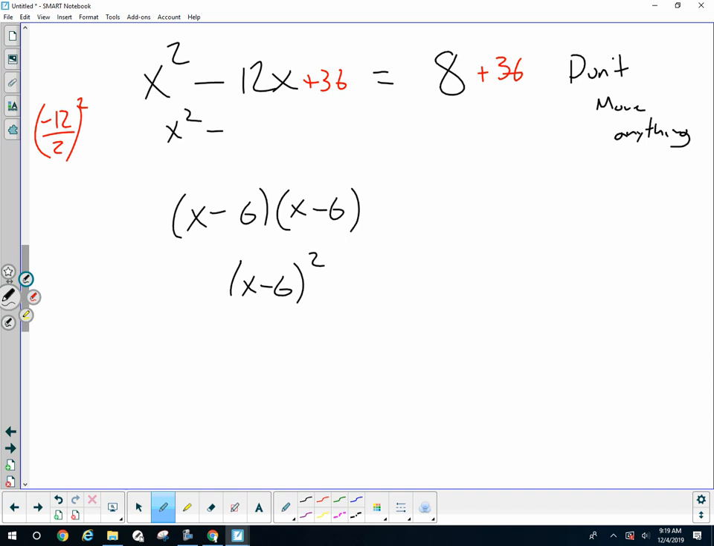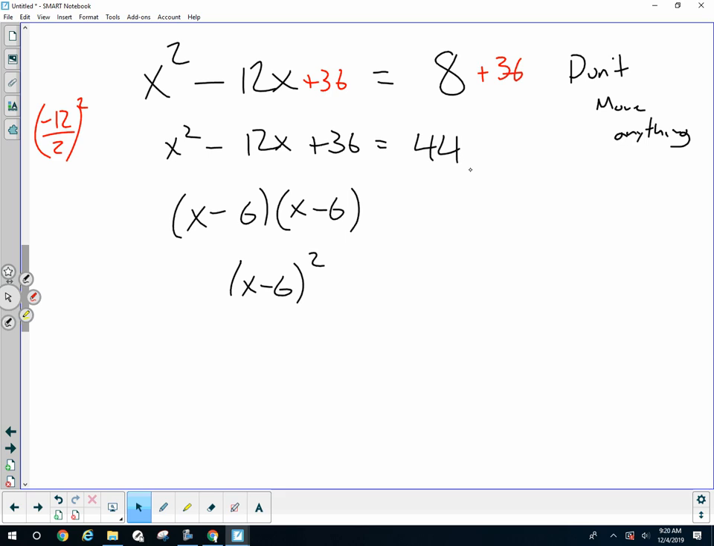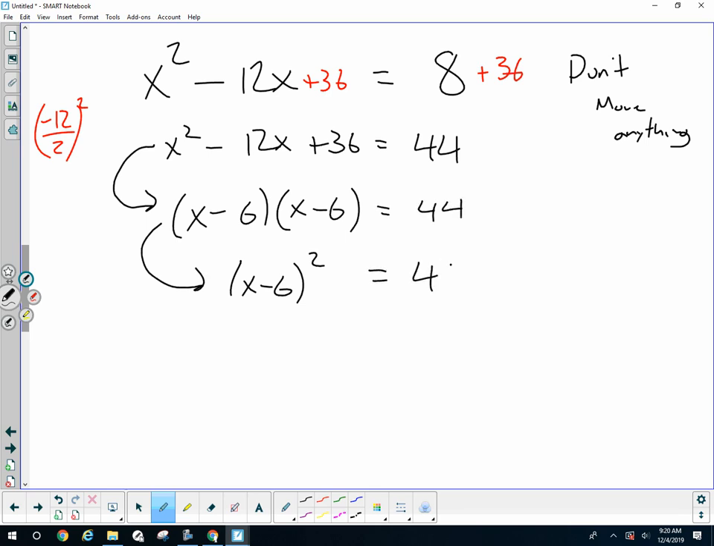I get x squared minus 12x plus 36 equals 36 plus 8, 44. We are ready to factor this. The two numbers that add to get -12 and multiply to get positive 36 are -6 and -6. We know that turns into x minus 6 squared. On the right side, just leave the 44. This is our goal. We need to get to something like this.